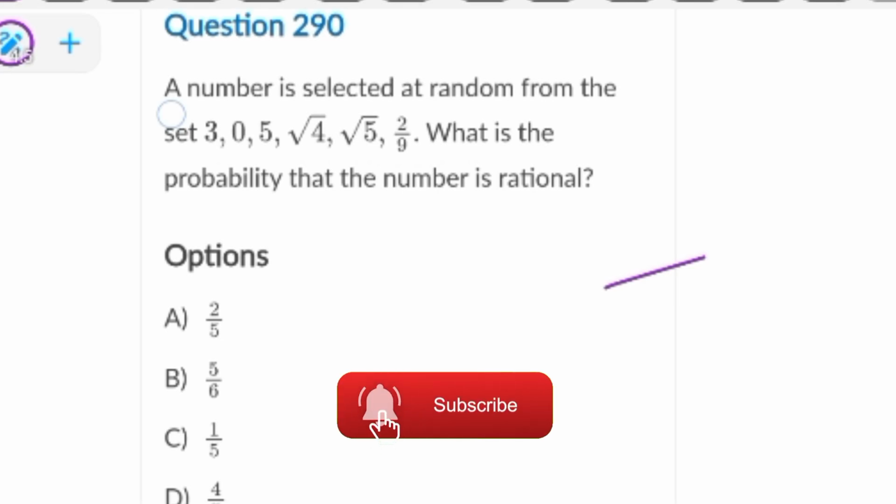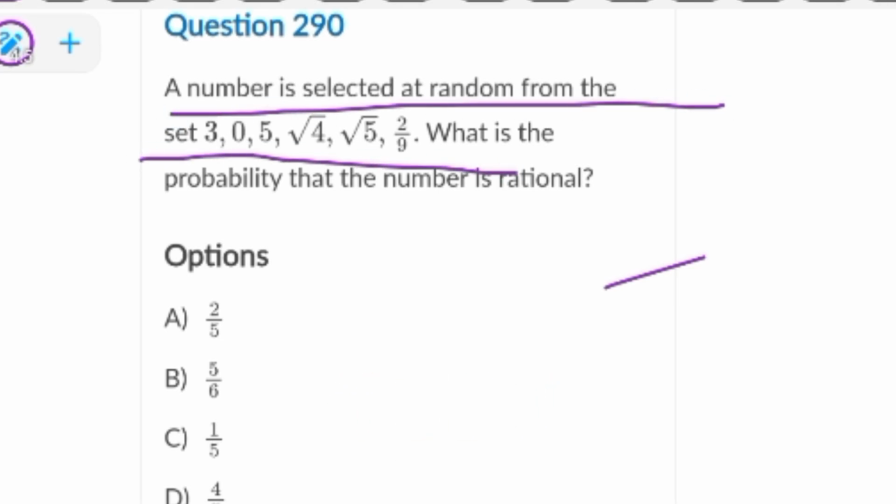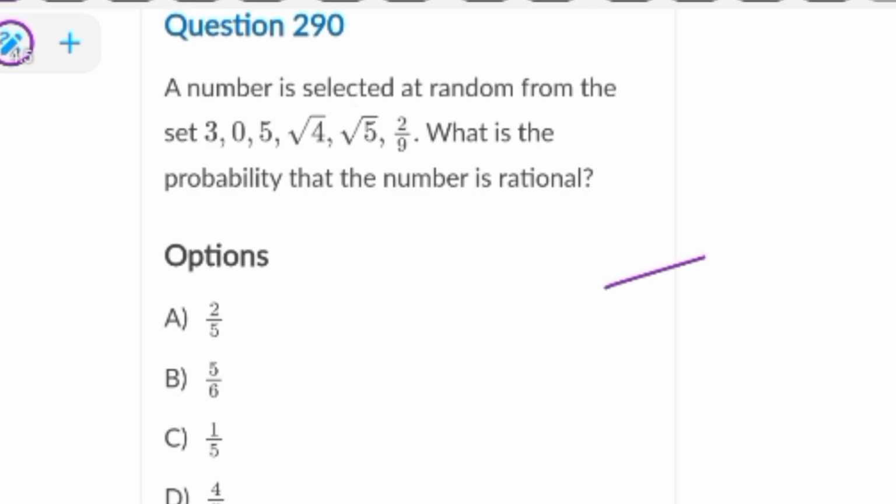So the first question says a number is selected at random from the set 3, 0, root 4, root 5, 2/9. What is the probability that the number is rational? So what's a rational number? This is just a number that can be expressed in the form of a ratio or a fraction.